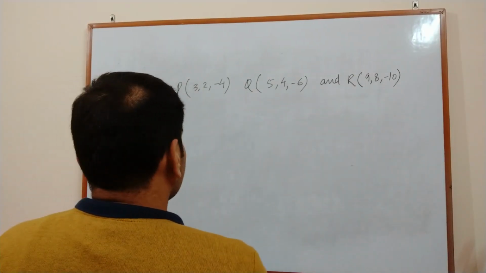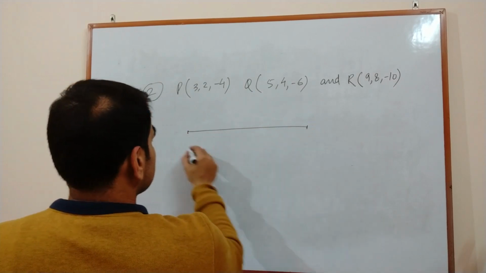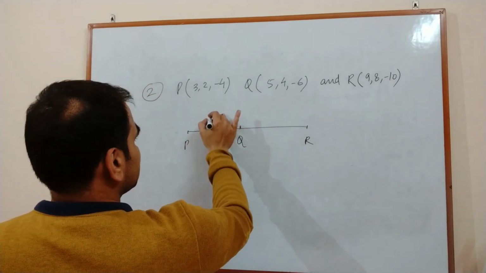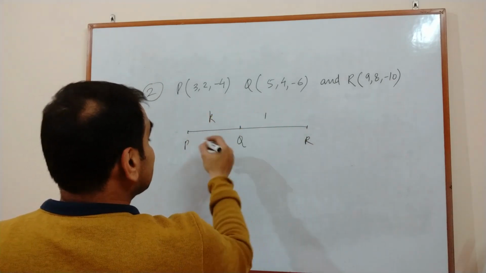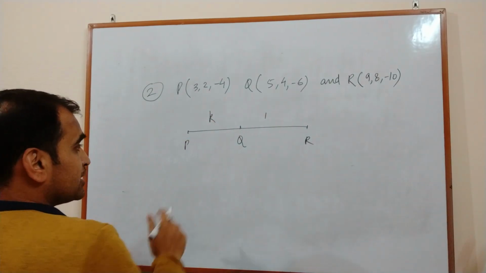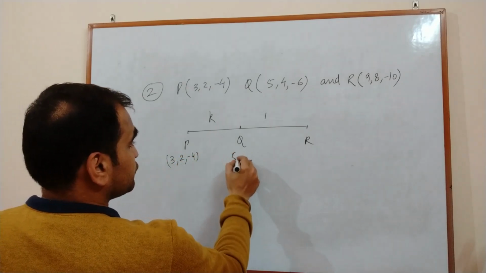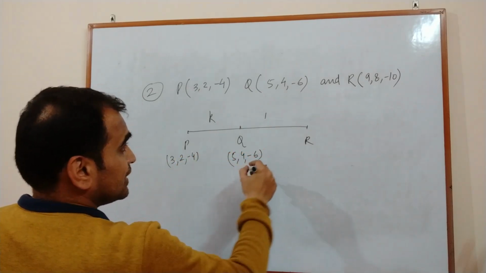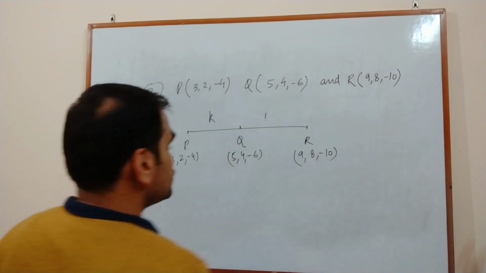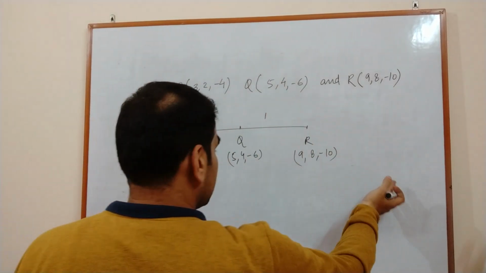So what we can do is just take a line segment, that is P, and this is R, and Q lies somewhere over here, and let it be this ratio is k ratio 1, or you can take m ratio n as well. Now calculate. So this P is 3, 2 and minus 4. Q is 5, 4 and minus 6. And R is 9, 8 and minus 10. वैसे अगर ये points collinear होते तो कुछ इस way में होते. Maybe Q is outside the line, maybe Q is inside the line.